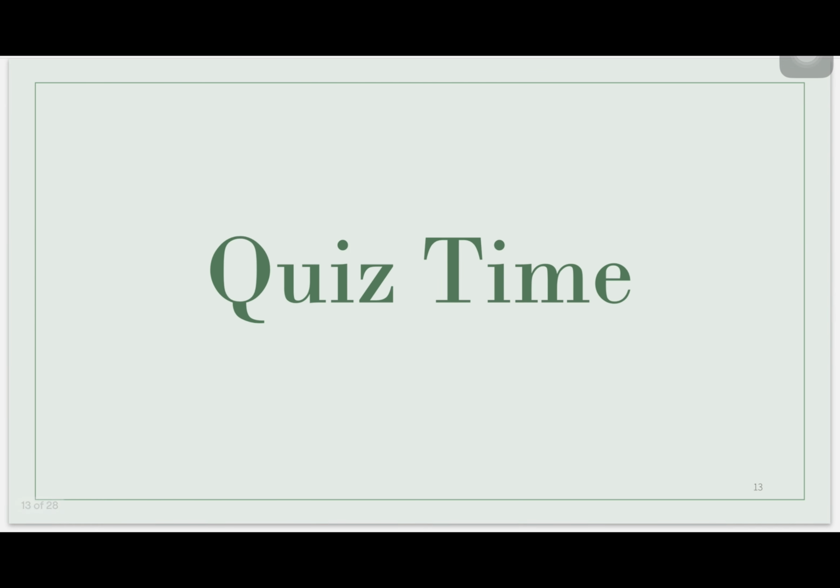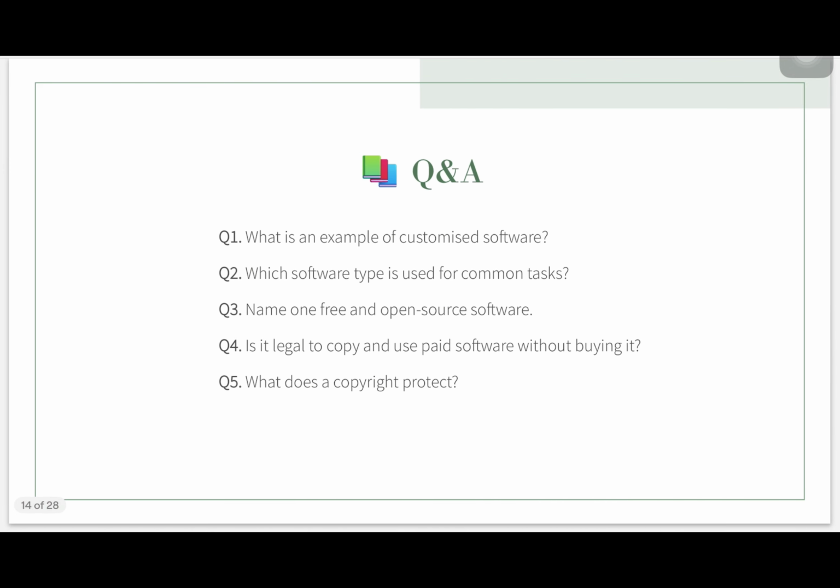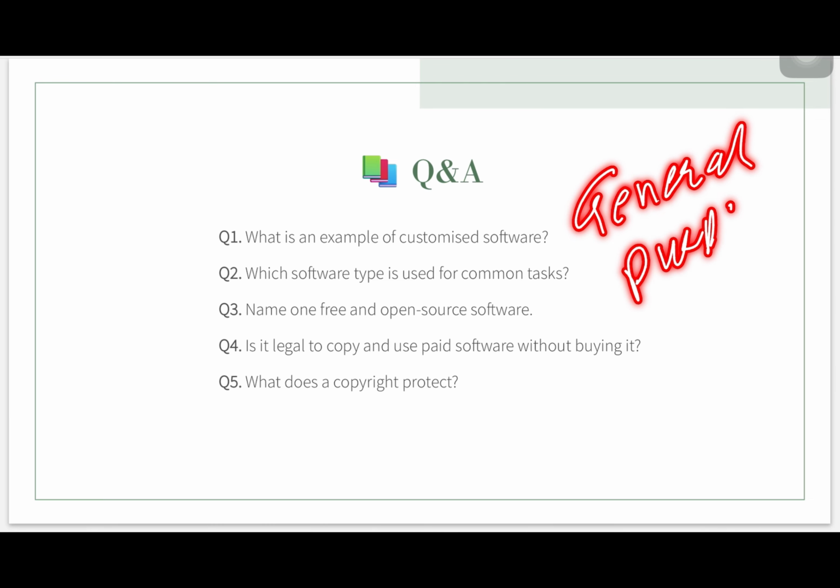Now quiz time. See, quiz time. What is an example of customized software? Payroll. Alright, payroll software is the example. Try to answer, students. Which software type is used for common tasks? General purpose software, right?